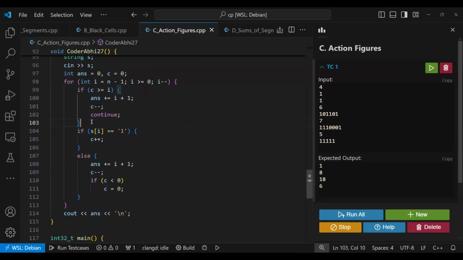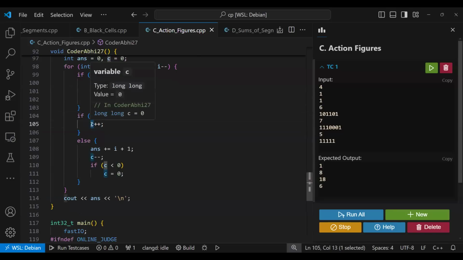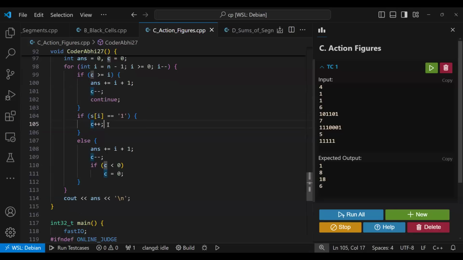Now, if that case is not there, then I would just check SI. If SI is 1, do a C++. That means this item is made free, but that would take a C, because basically one not free item is needed to encounter it ahead, maybe somewhere. Else part, I do answer plus equal to I plus 1.